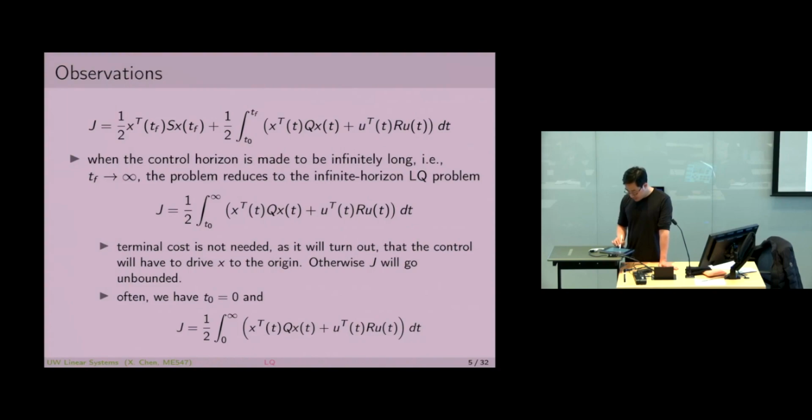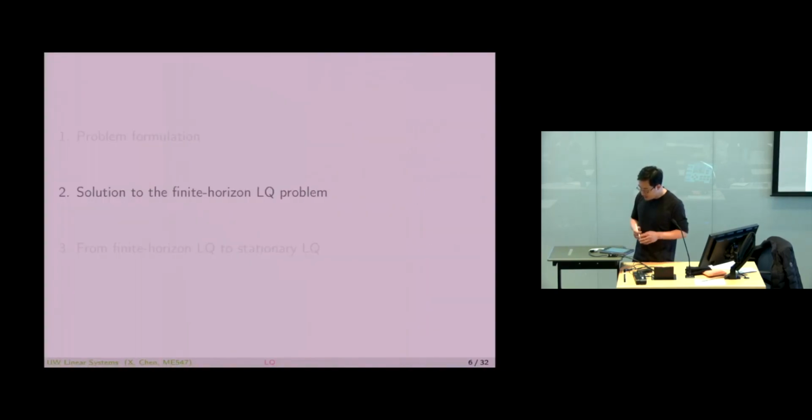And often we say the initial time, we just let it be 0. Then the integral is from 0 to infinity, and the performance index reduces to this most common form over here. So that's the problem formulation. Now let's solve the problem. Let's consider both the finite horizon problem and the infinite horizon problem, also sometimes called the stationary LQ problem.